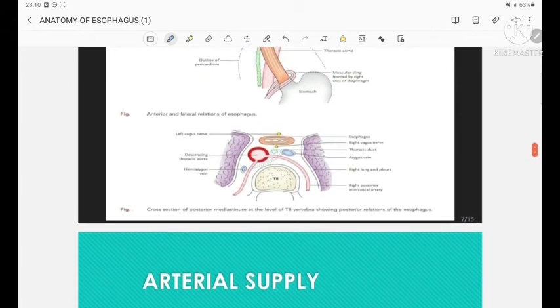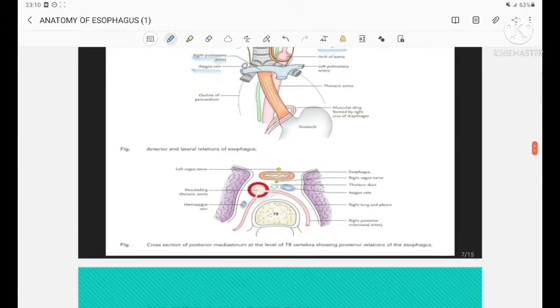The next picture shows the posterior relations of the esophagus, which include the right vagus nerve, thoracic duct, azygos vein, right lung and the pleura, right posterior intercostal artery, left vagus nerve forms the anterior relation, the descending thoracic aorta and hemiazygos vein. Only the left vagus nerve is the anterior relation. All other structures form the posterior relation of esophagus.